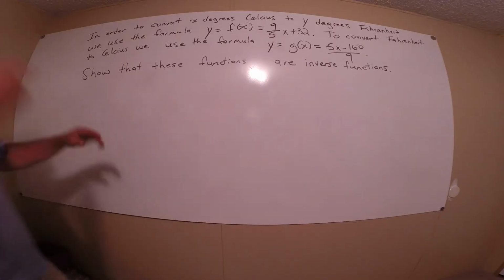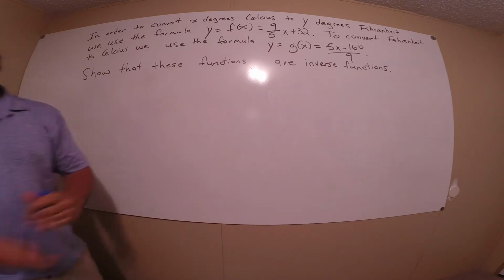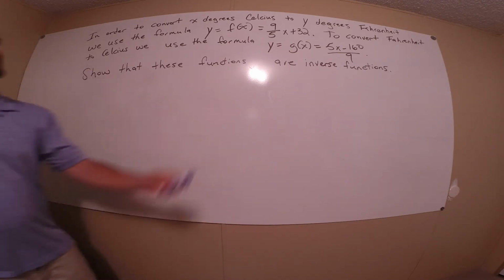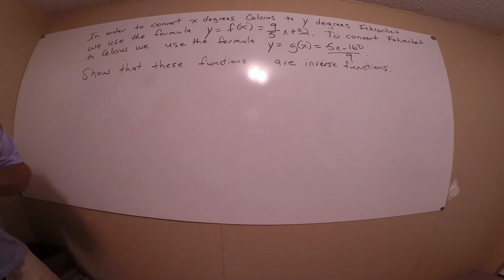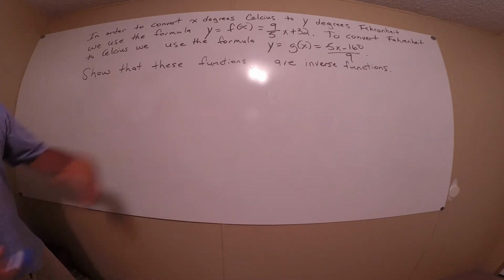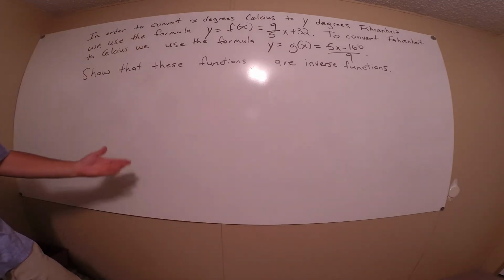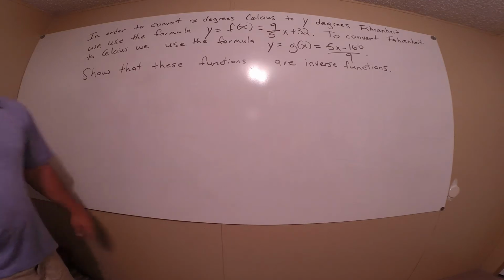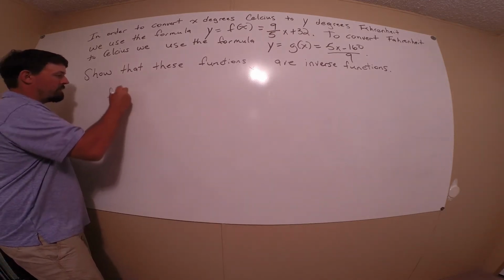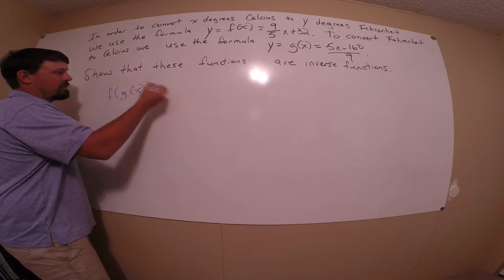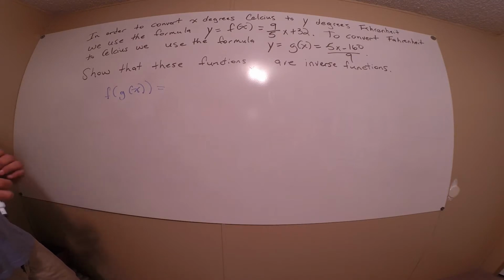Now we've got our next example. It says in order to convert x degrees Celsius to y degrees Fahrenheit, we use the formula y equals f of x, which equals 9 over 5x plus 32. To convert Fahrenheit to Celsius, we use the formula y equals g of x, which equals (5x minus 160) over 9. We need to show that these functions are inverse functions. So we're going to do f of g of x and try to show that that equals x. Then we're going to do g of f of x and show that that equals x.